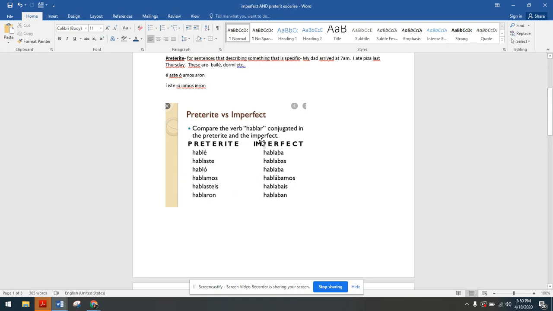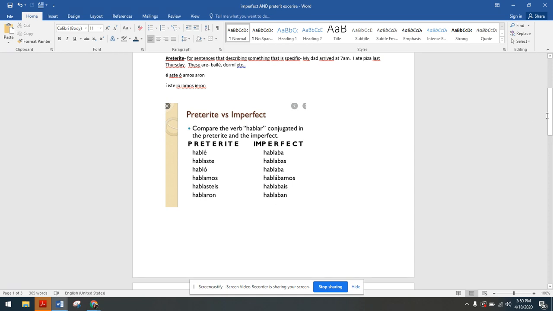What do they mean? Well, hablar means to talk. So this is I talked. Guess what, everyone? Yesterday I talked. Here, imperfect. Oh, in class, I used to talk every day. So yesterday I talked to my mom, but at Canyon View, I used to speak Spanish all the time.